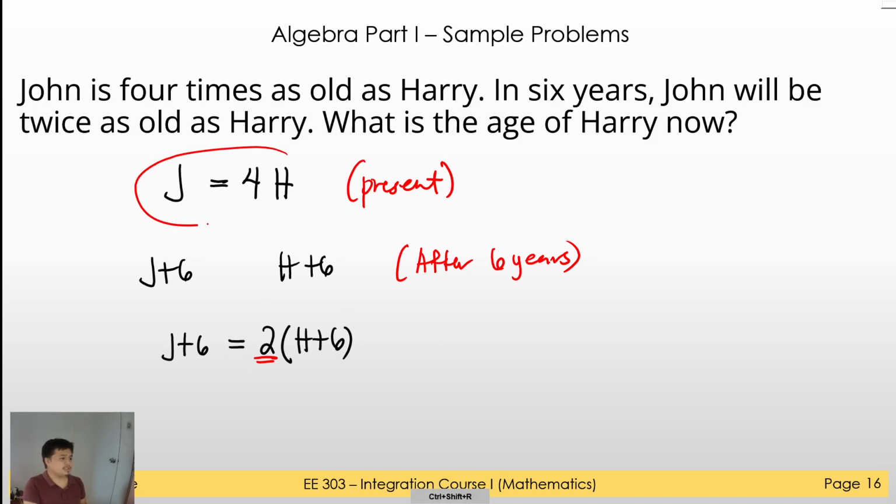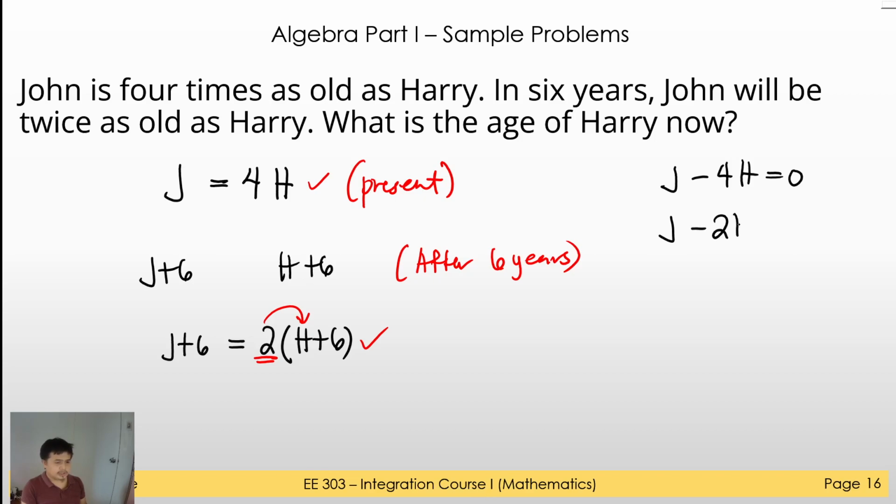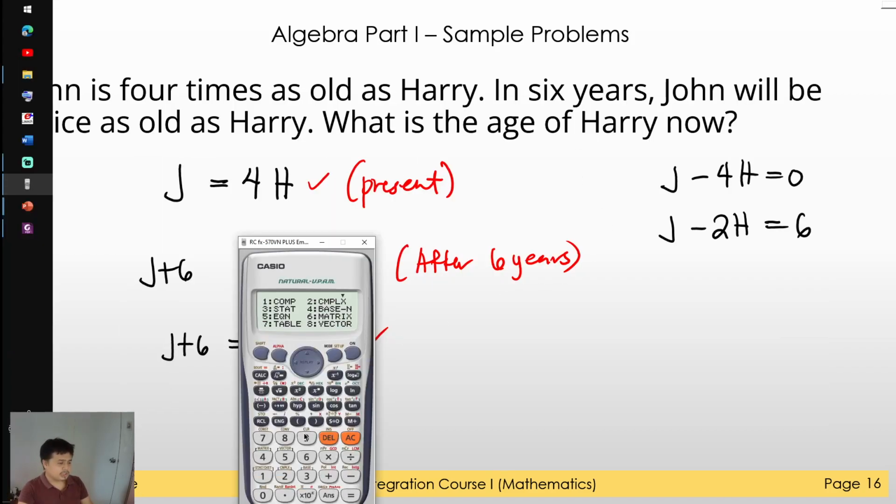So therefore, we can solve the simultaneous equations. These two. So we have J minus 4H is equal to 0. And then here, this will be equal to J, and this will be negative 2H. And then I can transpose this to the other side. So we have 12 minus 6, so this will be 6, to solve for the age of Harry. We can use the equation mode here to make things faster. So mode equation 5-1. So we have 1, negative 4, 0.